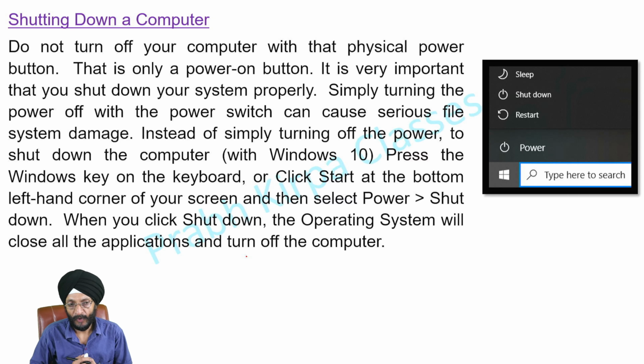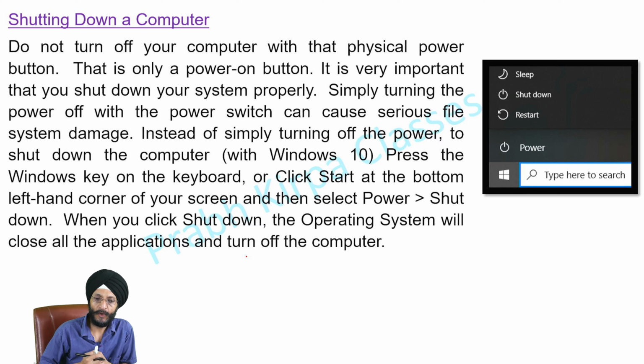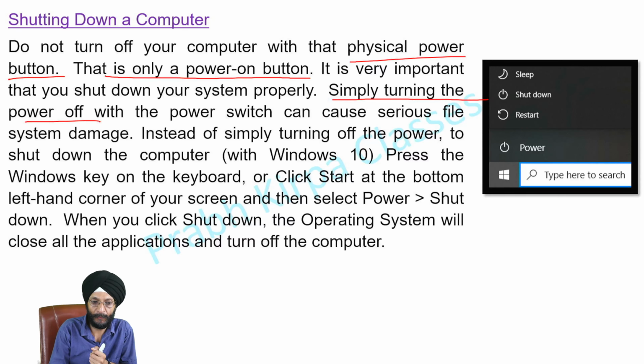Now, the next point is shutting down a computer. Do not turn off your computer with that physical power button. This is only a power on button. We should shut off the computer only through a proper procedure. Simply turning off the power with the power switch can cause serious file system damage.